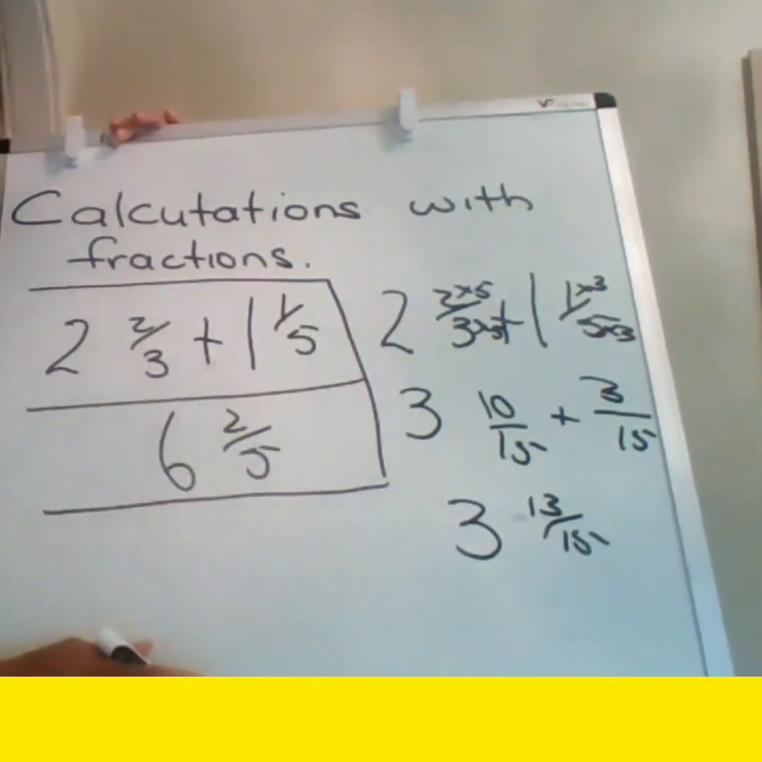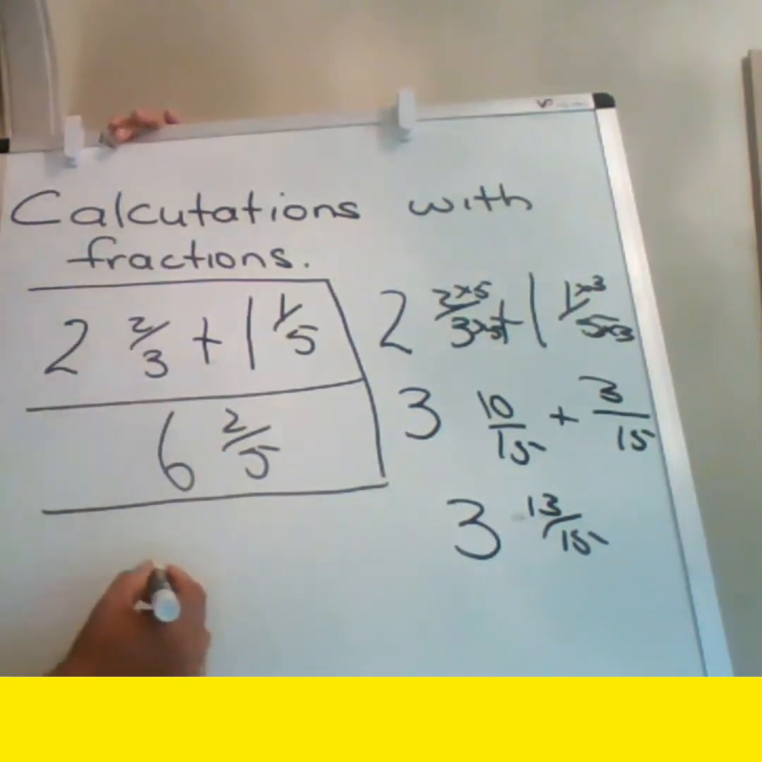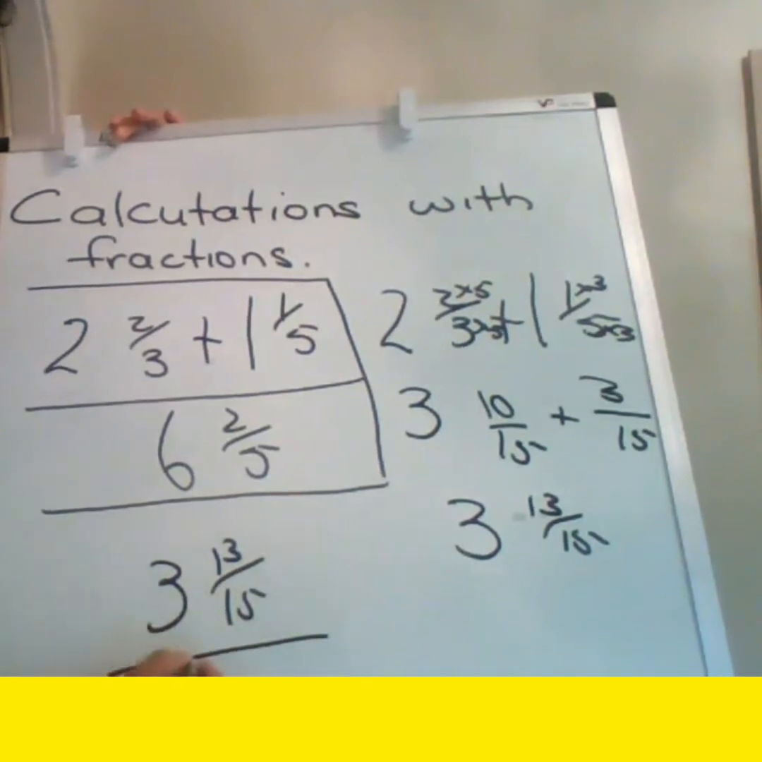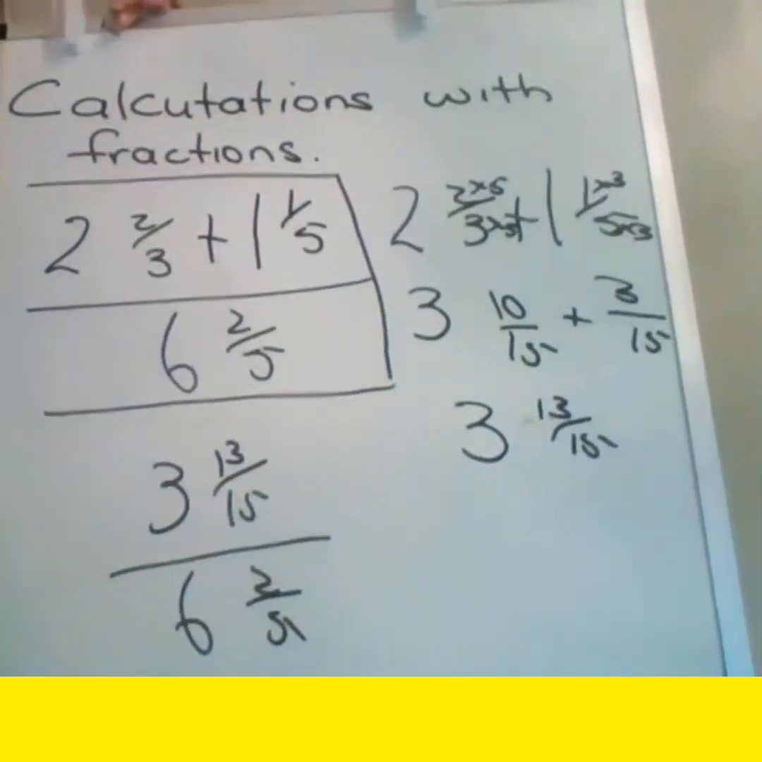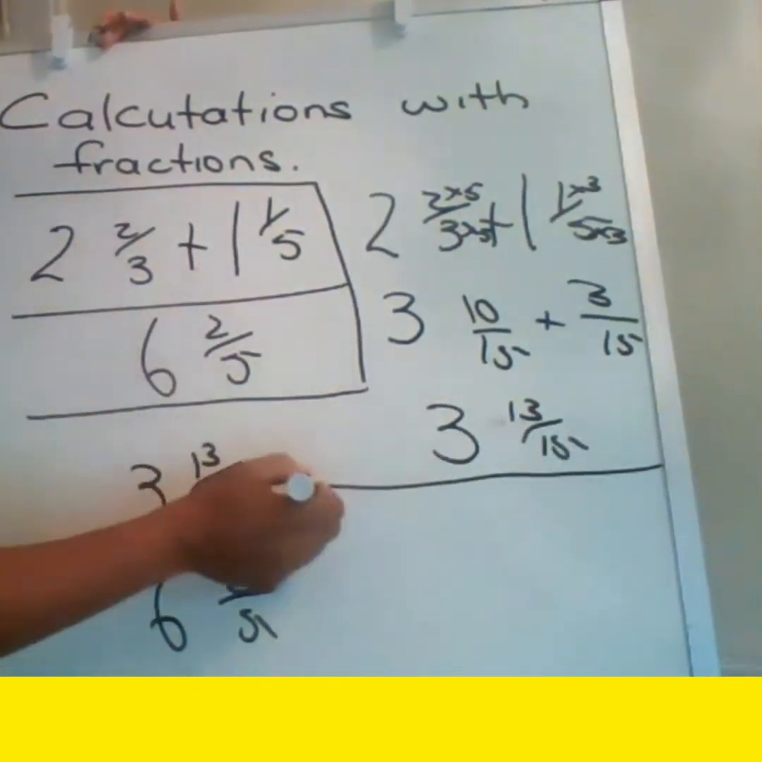That's just the addition part. I'm now asked to divide it. So the new question I now have is 3 13 over 15 divided by 6 2 over 5. So that's the new question that I now have. Now let's work that question.